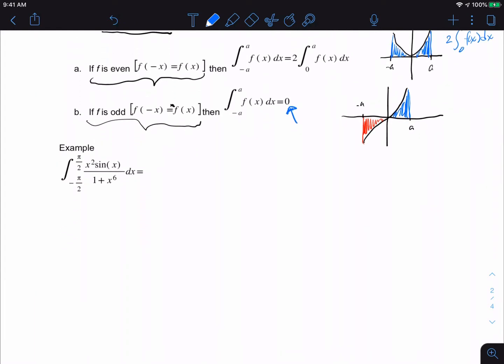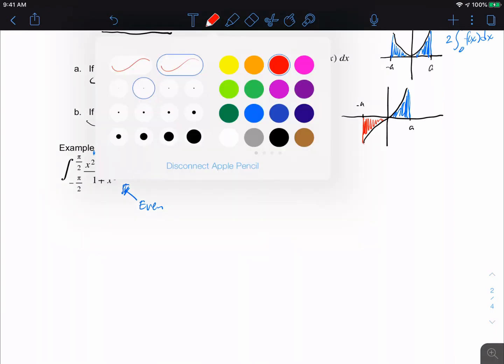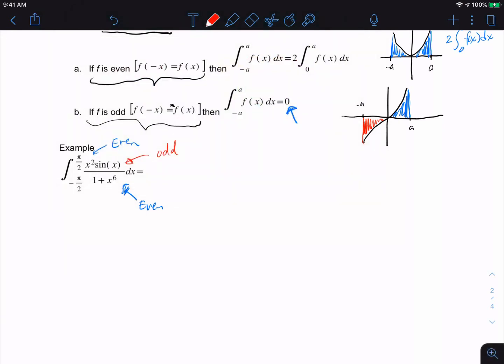So look at this example that we have here. We can think of it in pieces. So this denominator is even, right? X squared is even. And we know that sine of x is odd. So even times odd ends up being odd. And so we know that this thing is going to be equal to 0. Please remember that. It's an important rule to know.